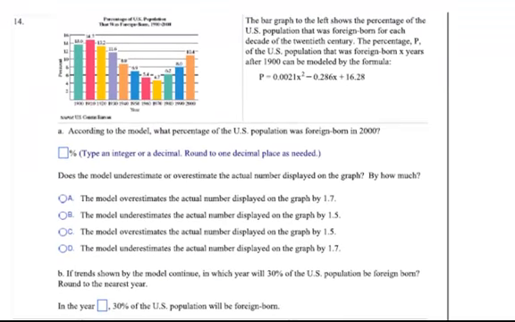For number 14, the bar graph to the left shows the percentage of the U.S. population that was foreign-born for each decade of the 20th century. The percentage, P, of the U.S. population that was foreign-born x years after 1900 can be modeled by the formula P equals 0.0021x squared minus 0.286x plus 16.28.